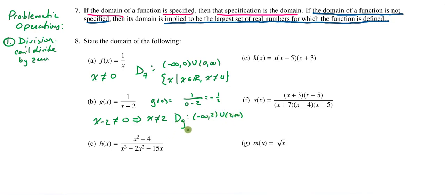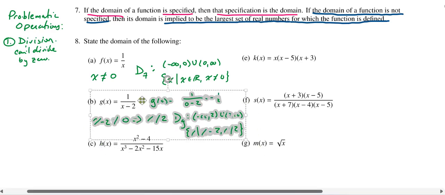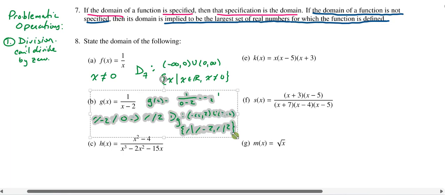And if I were to write that in set builder notation, that'd be the set of elements x such that x is any real number, and x does not equal 2. Folks, do make sure that you're writing both forms in at least these early problems that I'm working through with you. So on this handout, please write both forms of the domain just to get comfortable with both ways of writing this. I'm going to minimize this slightly for the notes.